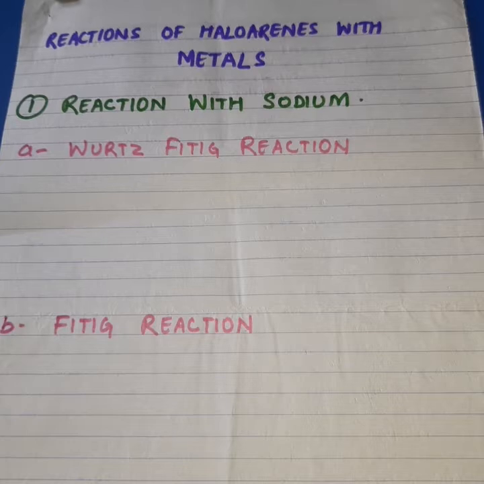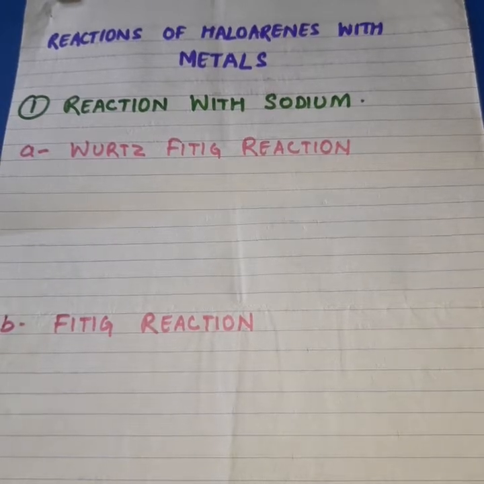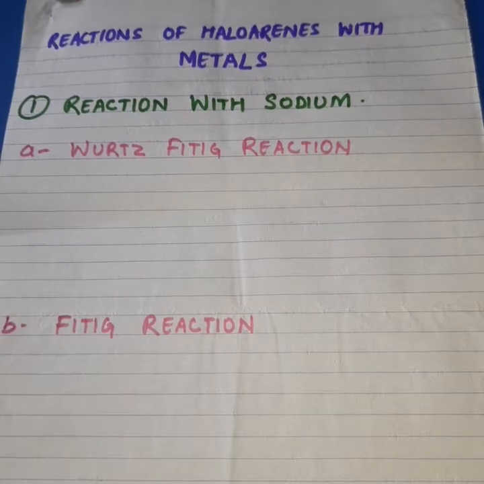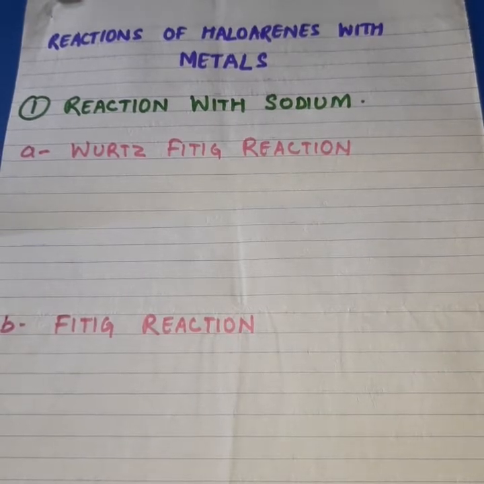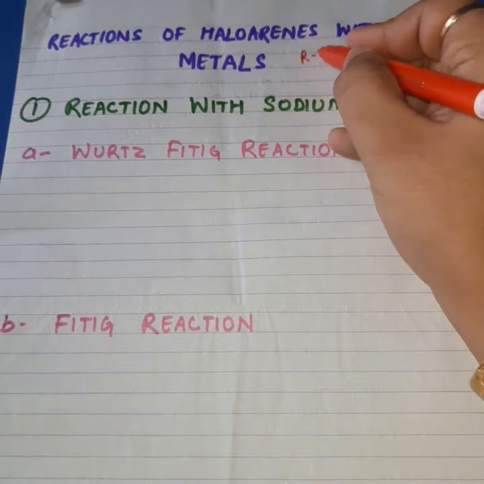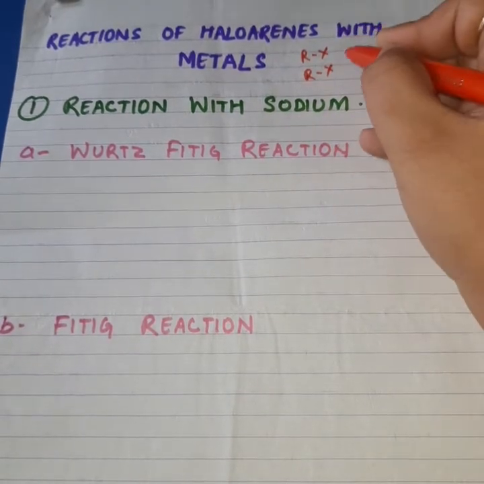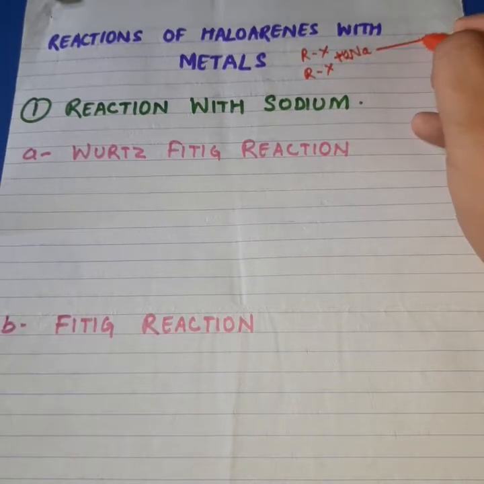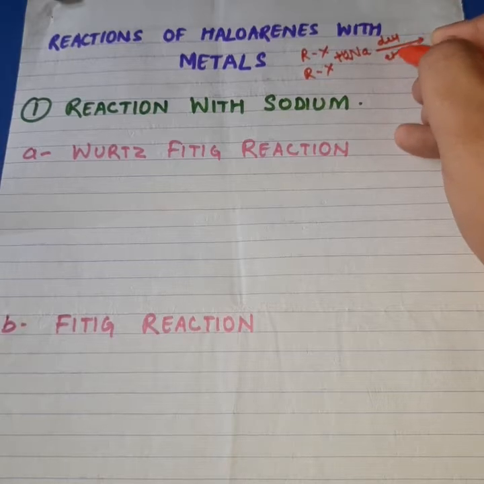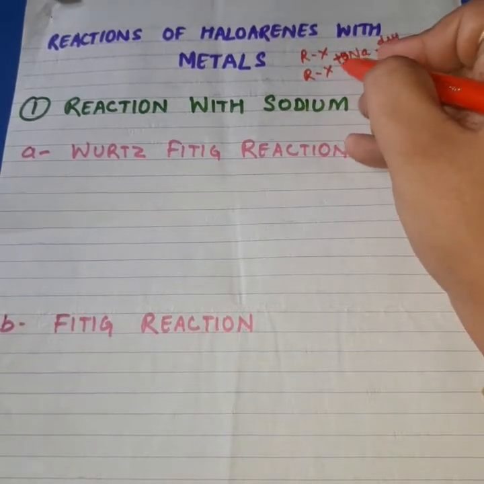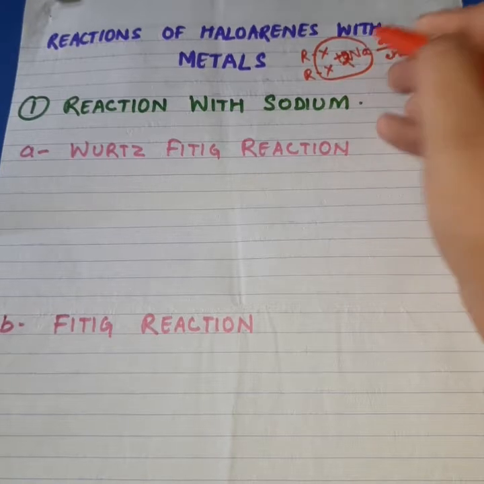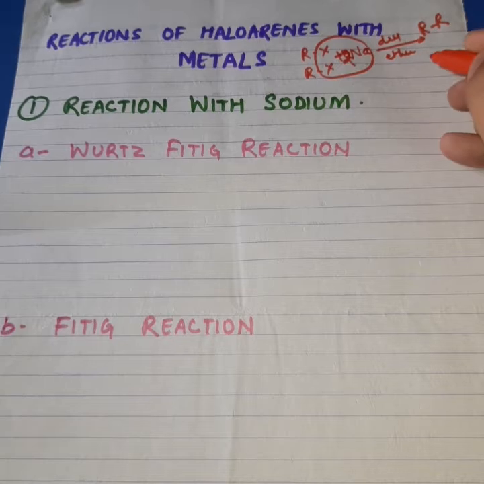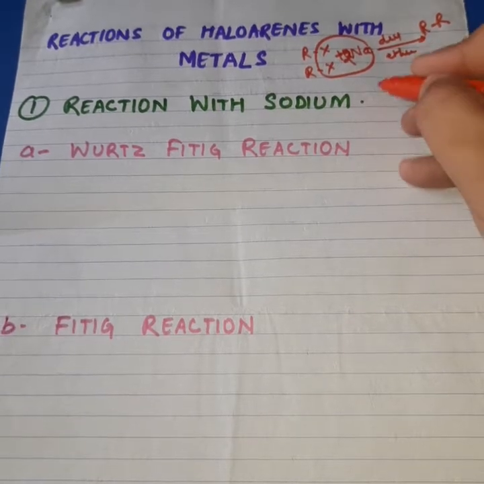There we have seen one reaction which is popularly known as Wood's reaction. Let's have a short revision of that. In Wood's reaction, two molecules of alkyl halides are made to react with 2 moles of sodium metal in the presence of dry ether. This results in the formation of alkane R-R plus 2 NaX. That is Wood's reaction.